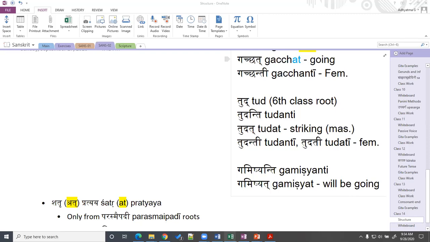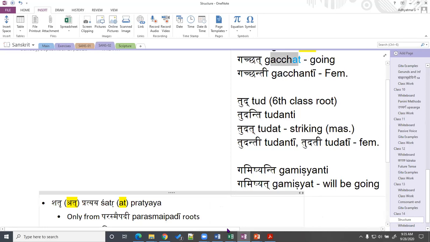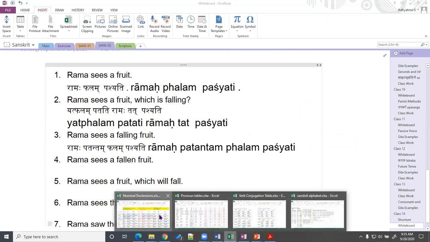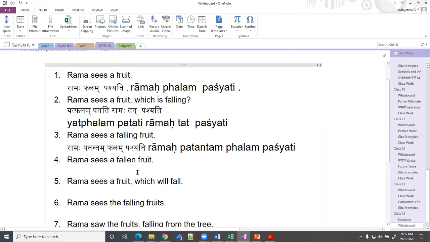Okay, so there is a question here that because I'm using the patantam, here the phalam is neuter and I'm using the patantam, but it should be neuter here like gachat, patat. So that is correct. Thank you for correcting this part. I think more than one person has pointed this out. So it should be patat because it is the neuter. It's the neuter. So patat, not patantam.